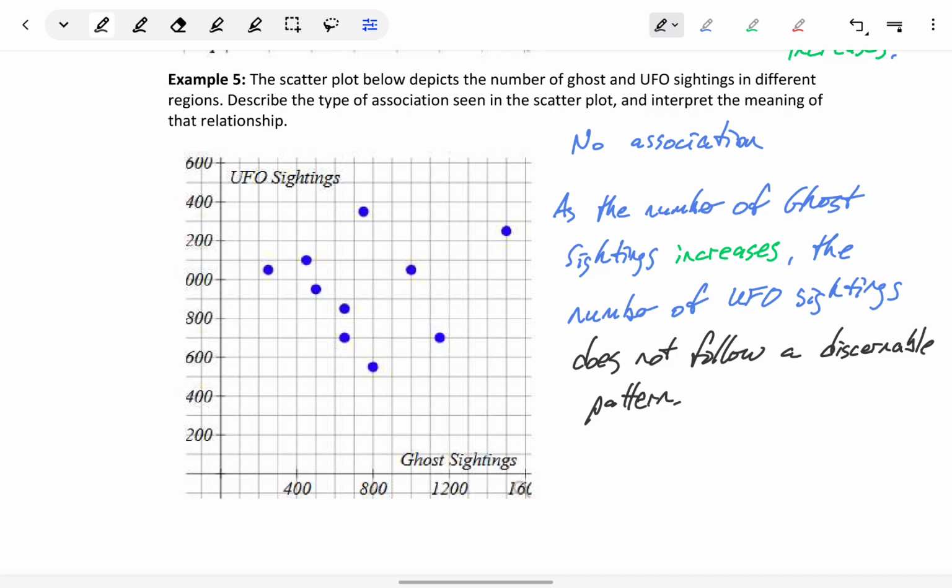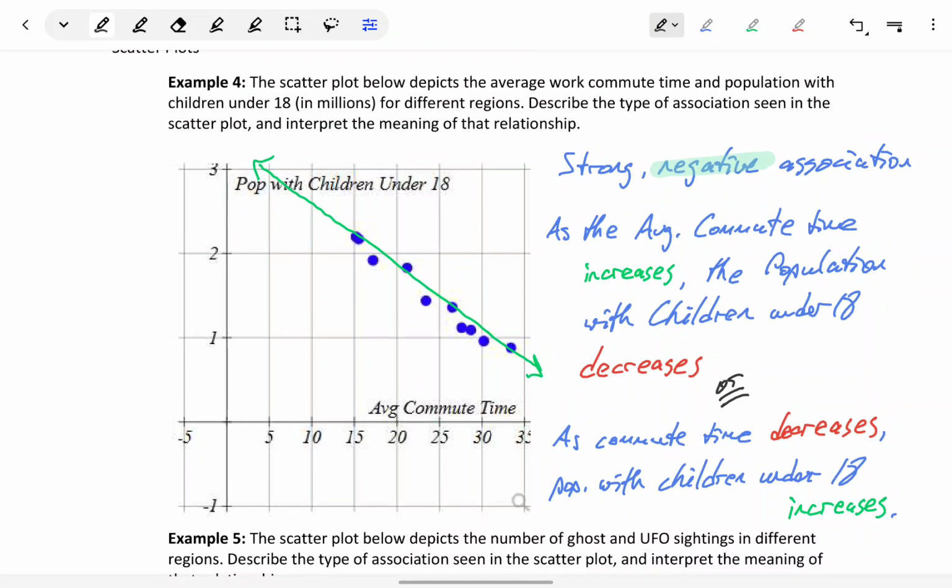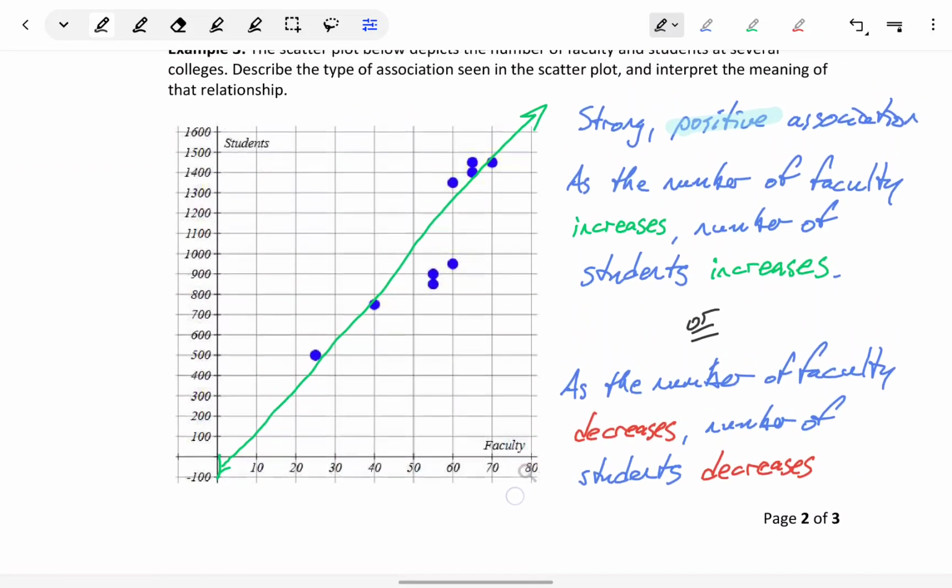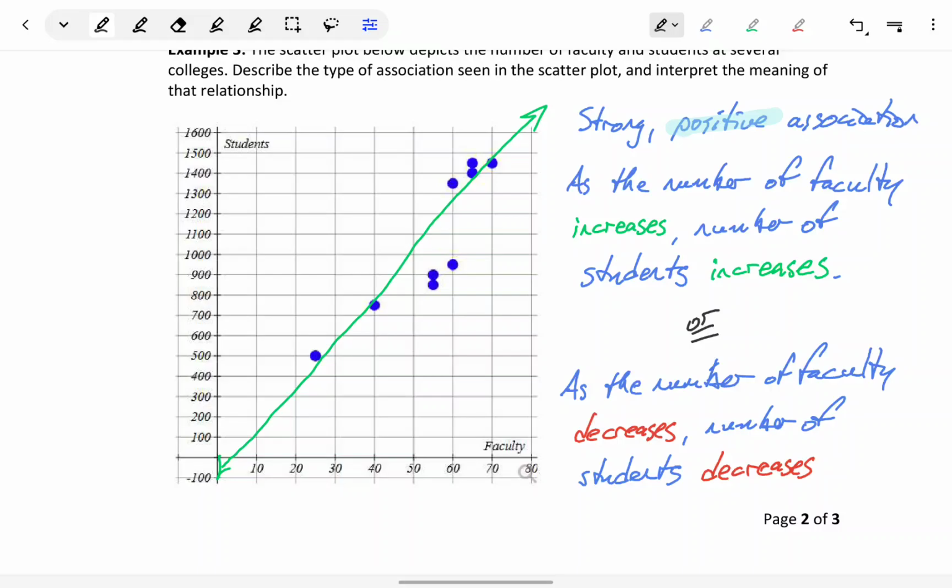And again, this would be the case where there's no association versus a negative association where the variables change in opposite directions, and a positive association where the variables are changing in the same direction. Regardless of whether it's increasing or decreasing, they're changing in the same way.